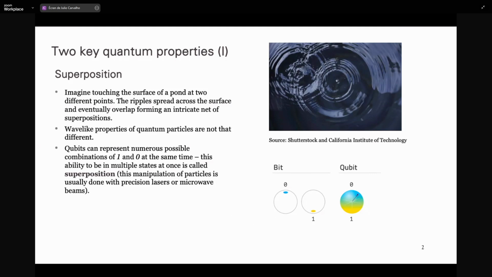So qubits have this ability to be in multiple states at once. This is called superposition. While bits can be either 0 or 1, qubits can be at two positions at the same time. This exponentially increases their capability to crunch numbers and process information at lightning speed. And how is this accomplished? Superposition is mainly accomplished by the manipulation of particles, usually done with precision lasers and microwave beams.